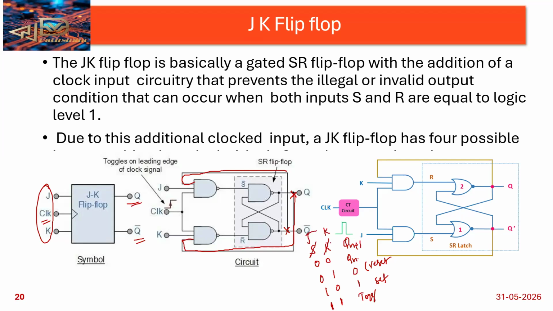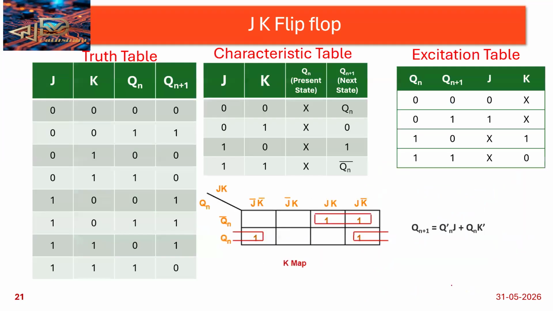So toggle means Qn plus 1 equals Qn bar I'm getting. That means if Qn value is 0, Qn plus 1 is 1, I'm getting that. And then Qn is 1, and then Qn plus 1 is 0, I'm getting that. Clear? Yes, sir.